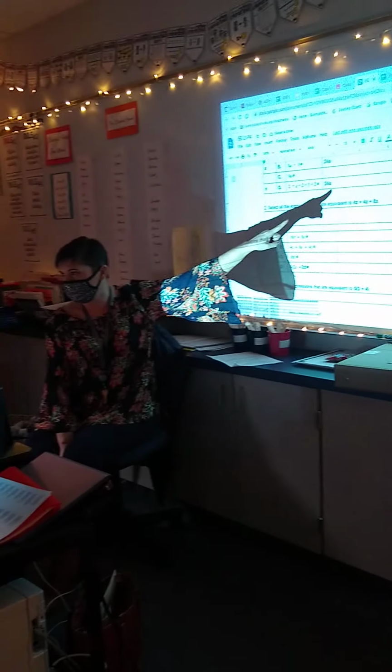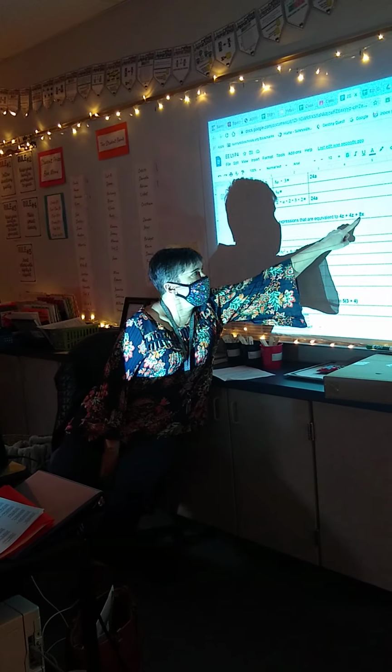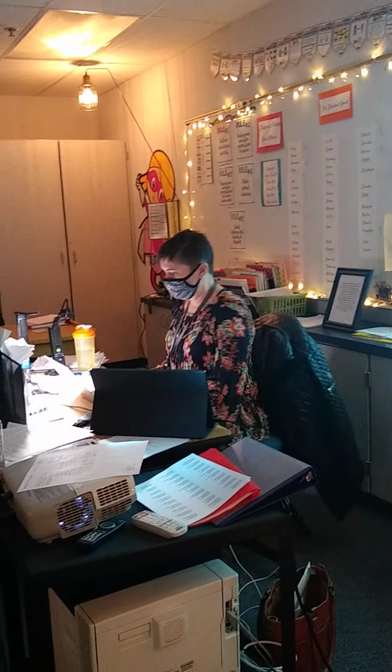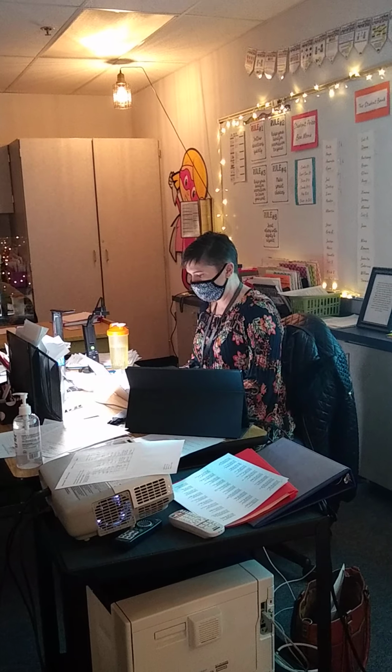8z plus, now we can do the x's. How many x do we have? Okay, remember we count with the number in front of it. So we have 8. Do you see the 8? 8x.